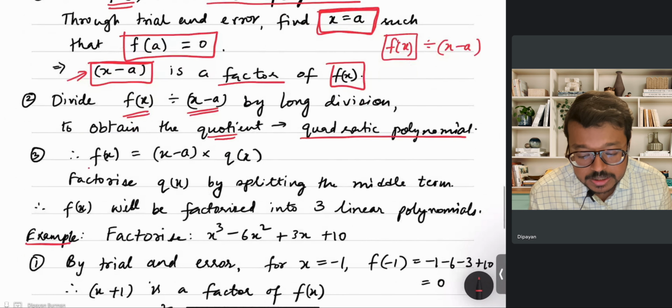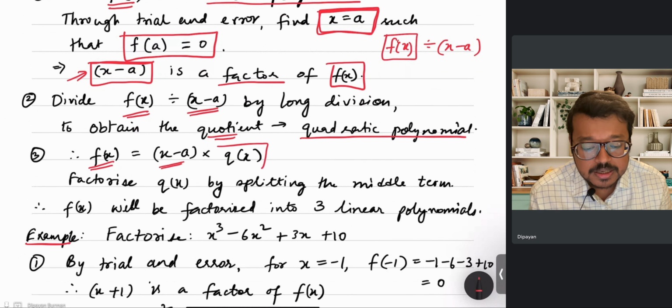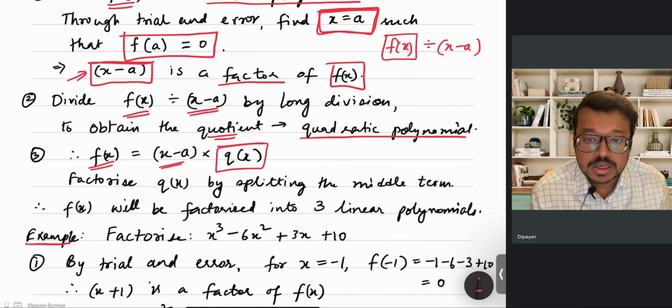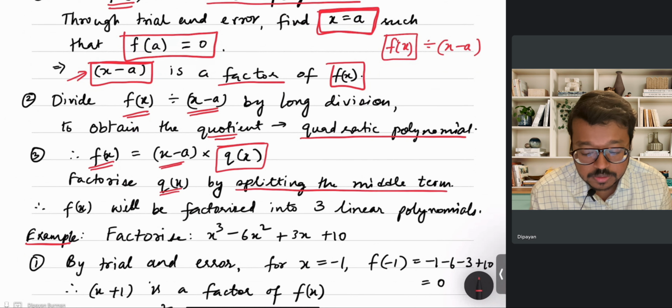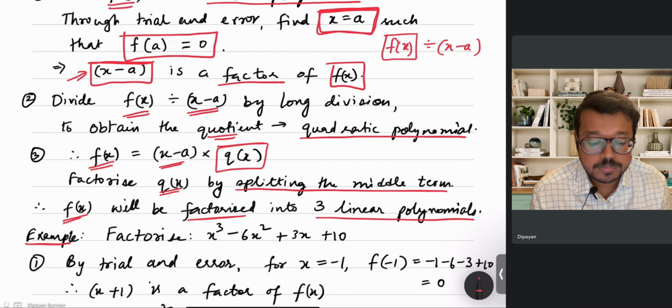Now f of x will be equal to the linear factor x minus a multiplied by this quadratic polynomial, and we know that we can split the middle term to factorize the quadratic polynomial, and hence we will be able to factorize the cubic polynomial into 3 linear polynomials.